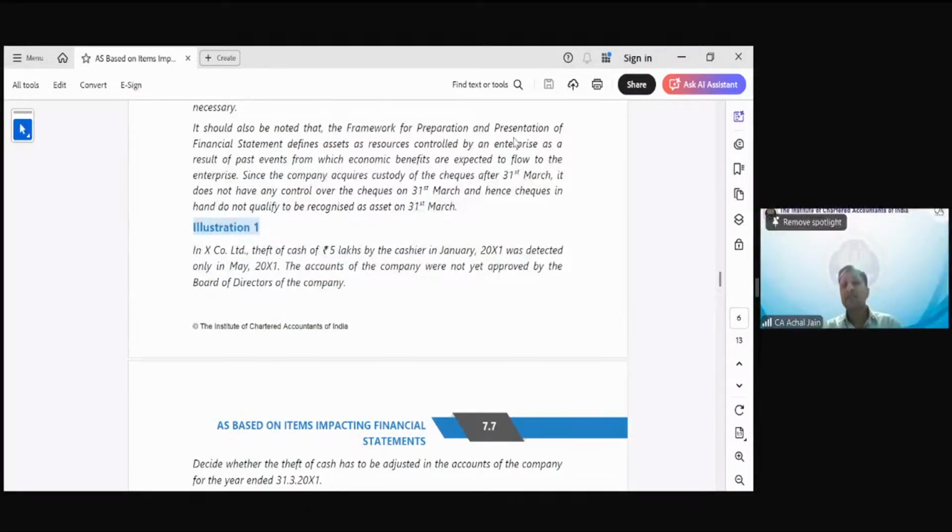Very good. So in this case, when did this theft take place? During the reporting year. It's detected after the balance sheet date. So that means for this event, was there evidence of conditions as at the balance sheet date? Yes. So that's why, what does it become? Adjusting event. So this loss, when do you record it? During the reporting year ended 31st March X1. Clear?